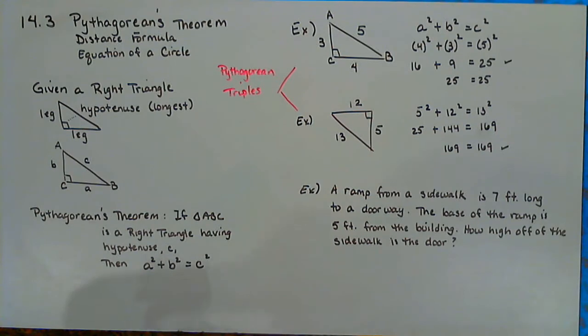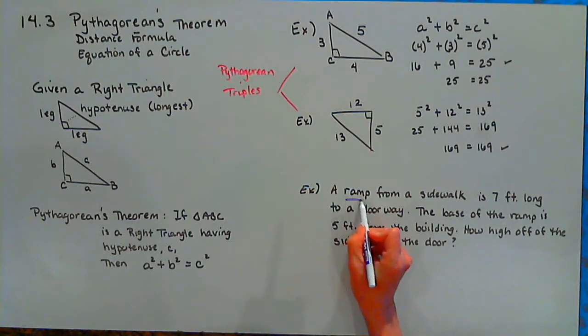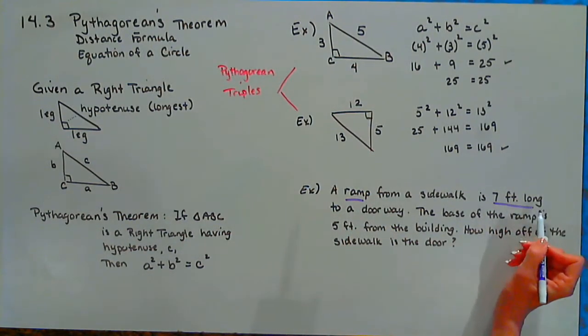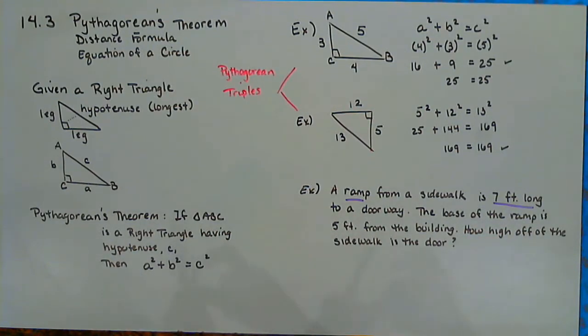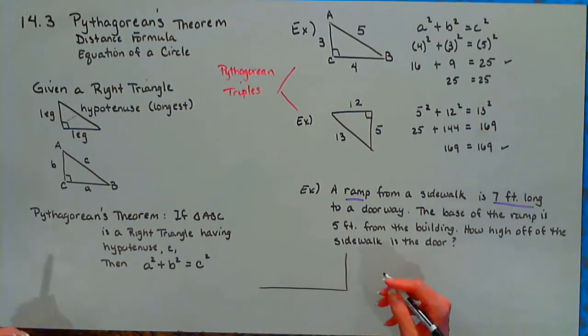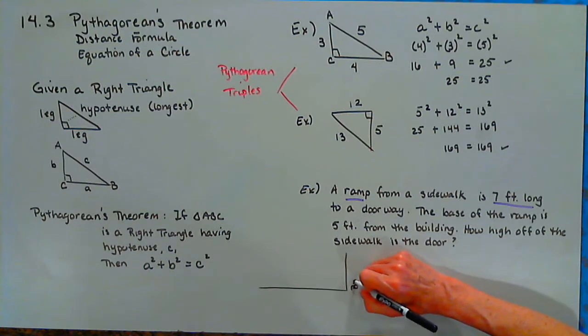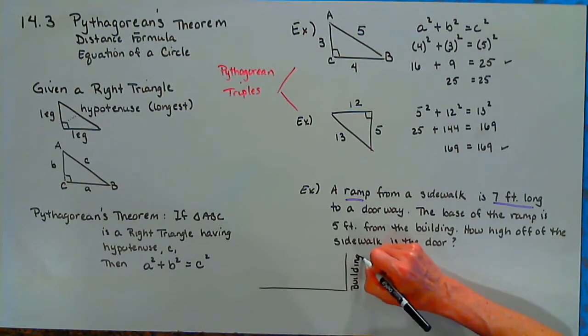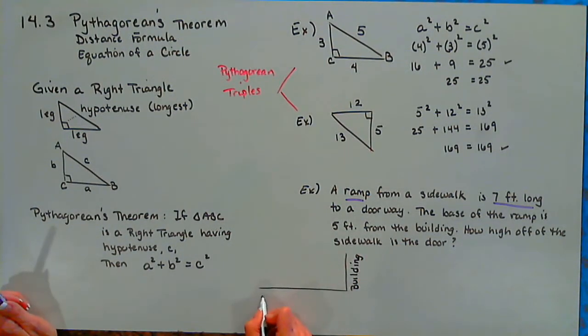And oftentimes, as you know, students, including some of you, get very anxious as soon as we have words. So we want to annotate it, and we want to look at drawing a picture to help us. So right now I have that the ramp is 7 feet long from a sidewalk. All right, so if I have my sidewalk along here, I have a building along here. Here's my building. I'm not fancy, it works. Here's my sidewalk.